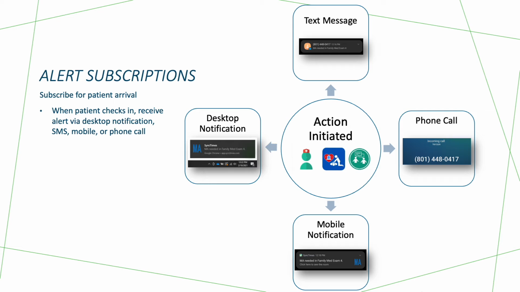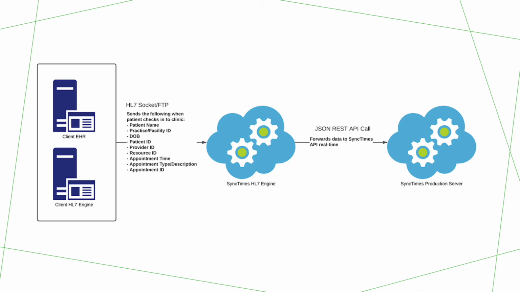With the front desk integration, users can set up alerts to be notified when a patient arrives based on provider or by department. Like other alerts, these may be sent via desktop, SMS, mobile push, or voice call notifications. To reduce manual entry, this patient information may be submitted through an API or HL7 interface with the health center's electronic medical records.